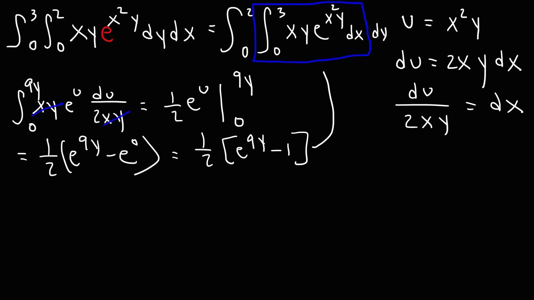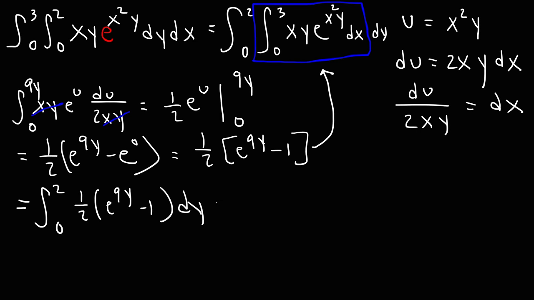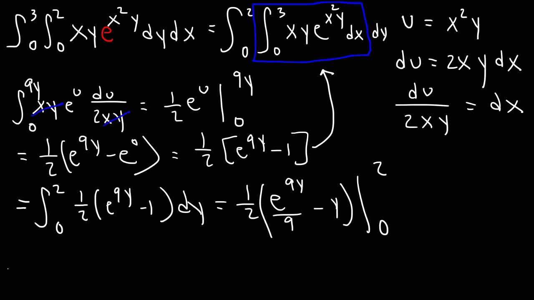So now we can replace what's in blue with that expression. So now we have the integral from 0 to 2 of 1/2 times e to the 9y minus 1, and then dy. So let's move the 1/2 to the front. The antiderivative of e to the 9y is going to be e to the 9y divided by 9. And the antiderivative of -1 is going to be -y. And so this is evaluated from 0 to 2. So those are the limits of integration.